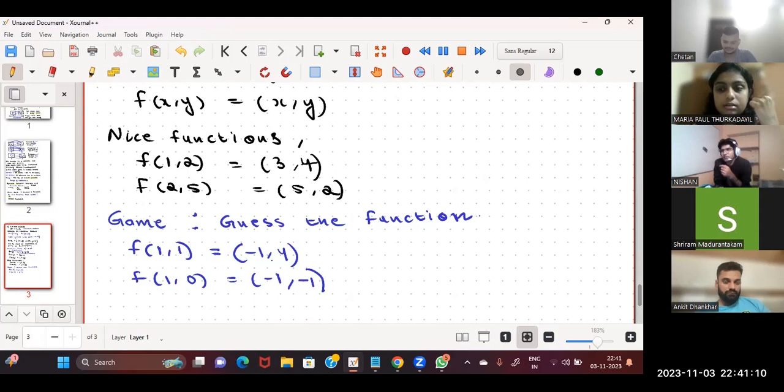No, let Chetan answer. I've already given two outputs for the two inputs they asked me. I'm asking for a function now. What could be a possible function? Let's see the screen. Maria has written f of 1 comma 0 is equal to -1 comma -1. Is it fine? No, it's -1, 4. Sorry, -1, 0.